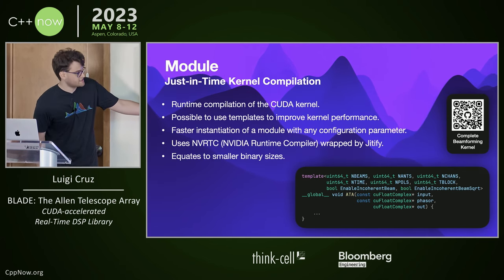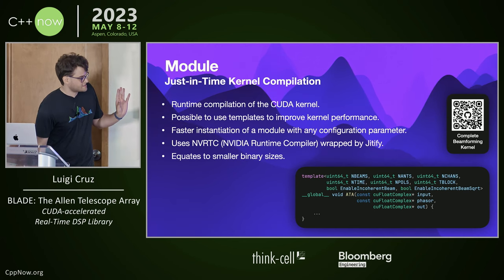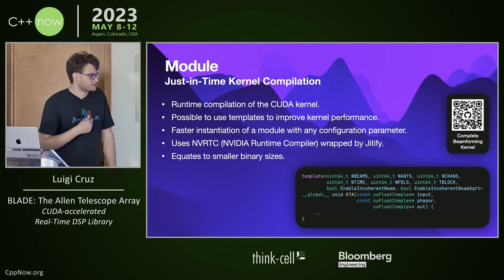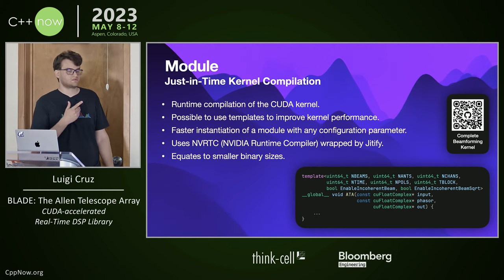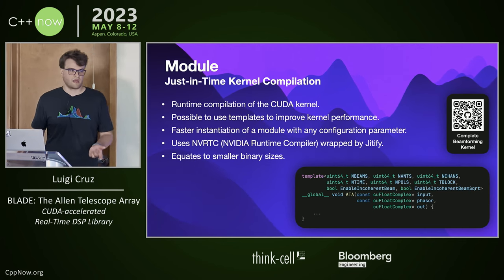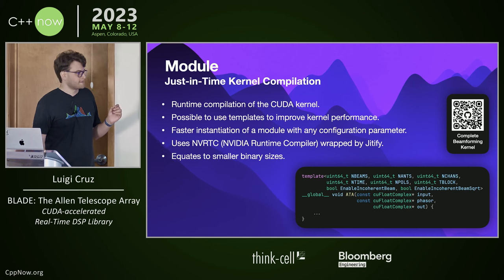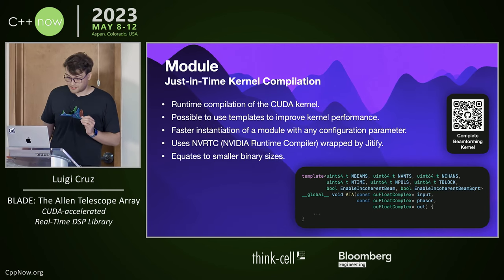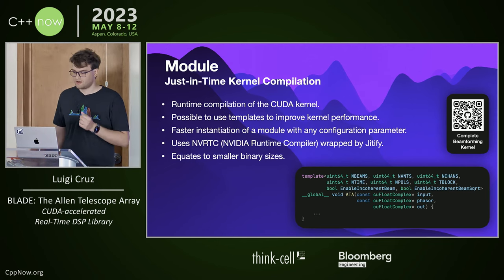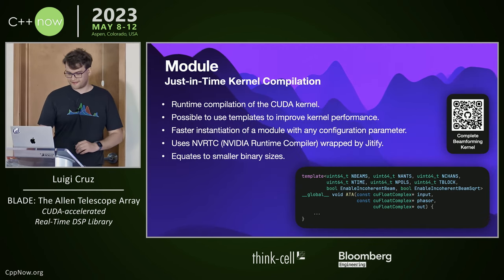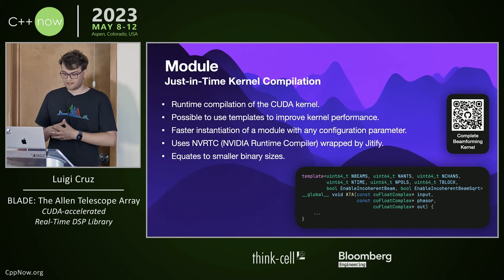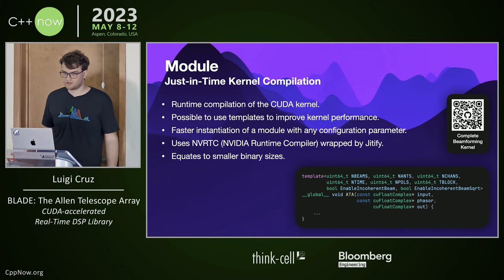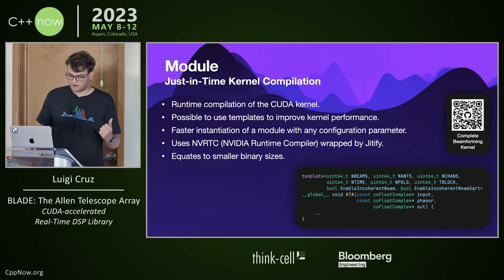So here's an example of the ATA beamforming kernel. We have all these template parameters that are integers or booleans that will be important to define at compilation time, because these will dictate how many registers and how much shared memory you use for each module. So we use the just-in-time flexibility to do that during execution. And you can access the whole kernel with the QR code, and it's quite large. Without it, we would have much larger binaries because we would need to create a new kernel compilation for each parameter, and we wouldn't be able to satisfy all the possible configurations without the compilation.